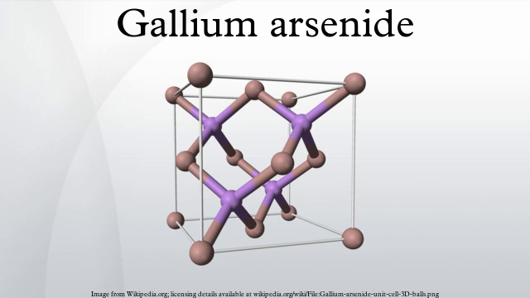GaAs is often used as a substrate material for the epitaxial growth of other III-V semiconductors including indium gallium arsenide, aluminum gallium arsenide and others. Preparation and chemistry. In the compound, gallium has a +3 oxidation state.